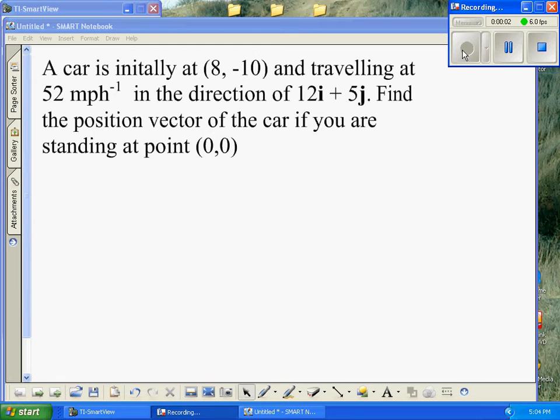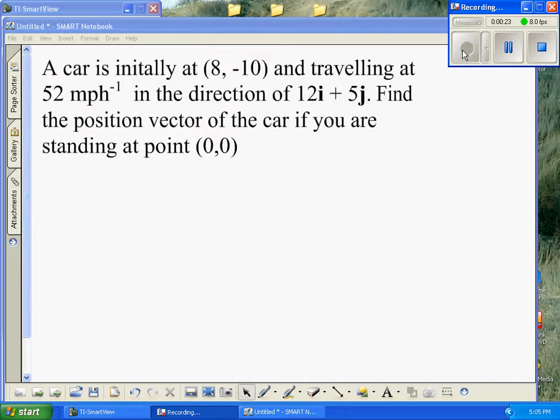Okay, here's another problem. A car is initially at (8, -10) and traveling at 52 miles per hour in the direction of 12i plus 5j. Find the position vector of the car if you are standing at point (0, 0). Try to hit the pause button and work this out on your own.